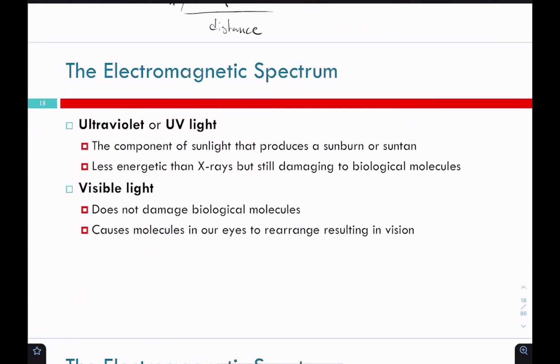Continuing down, ultraviolet light, right? UV light. It's what causes sunburns and suntans. It's less energetic than X-rays, but still has enough energy to damage skin cells. Visible light does not damage biological molecules. So that's why you don't get sunburns from lights inside. But it causes the molecules in your eyes to rearrange, allowing you to see colors and light. And fewer colors if you're colorblind.